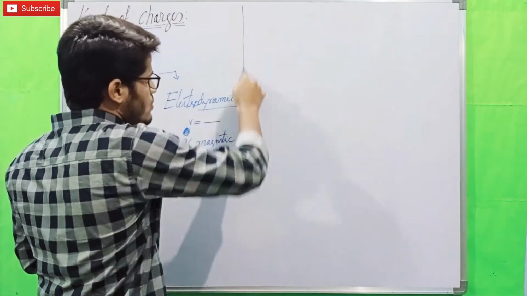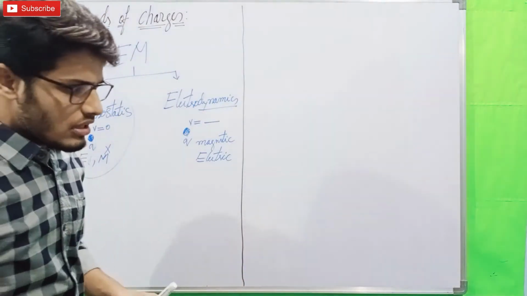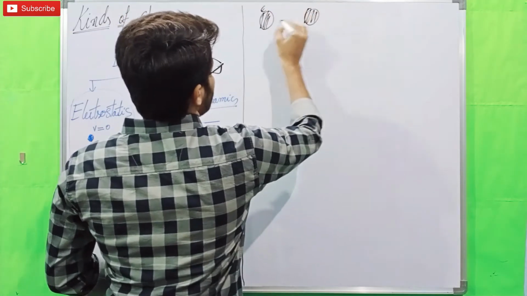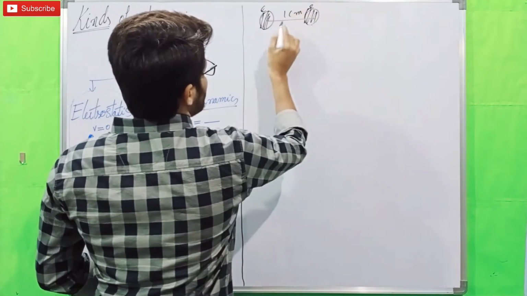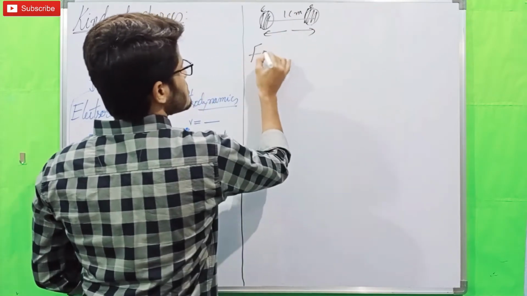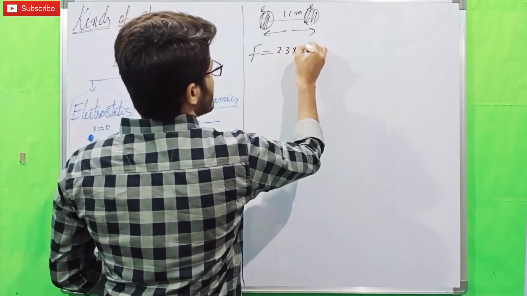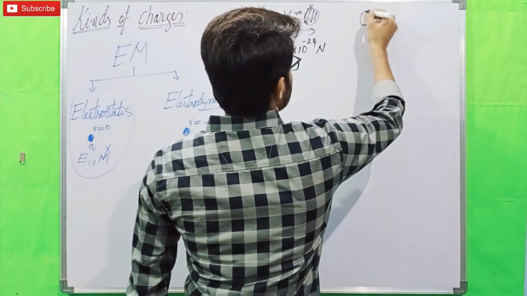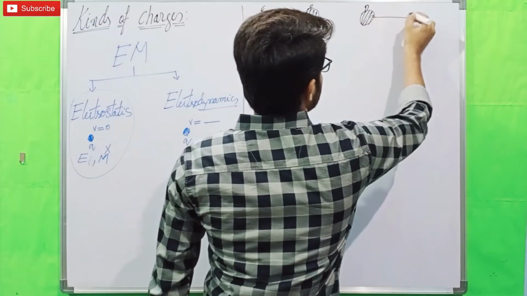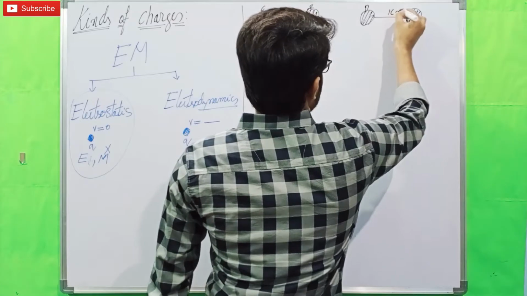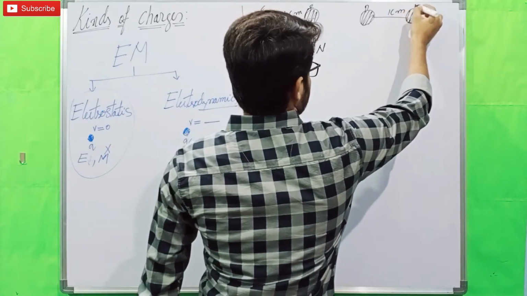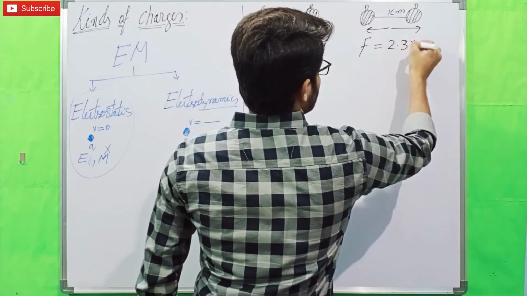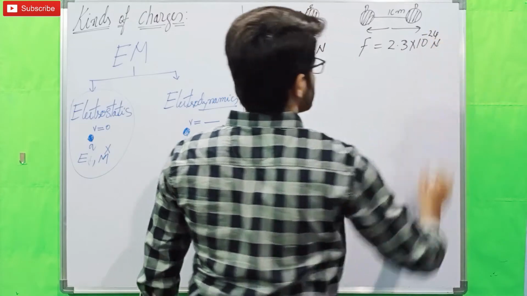So the first thing already cleared about the charges is that when you have two electrons, the distance between them is 1 centimeter. The force of repulsion between them was 2.3 into 10 power minus 24, and the same amount of force was present in the proton system. So here I have two protons 1 centimeter apart. They will also repel each other with the force 2.3 into 10 power minus 24 newtons.